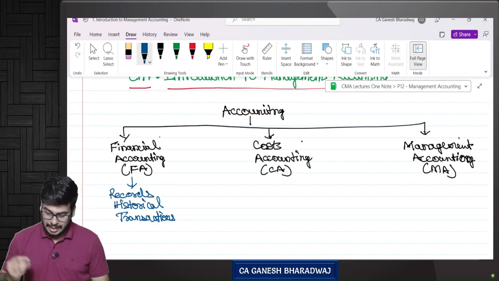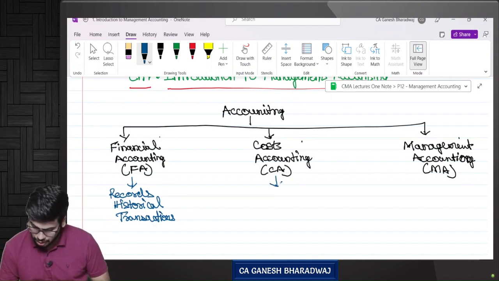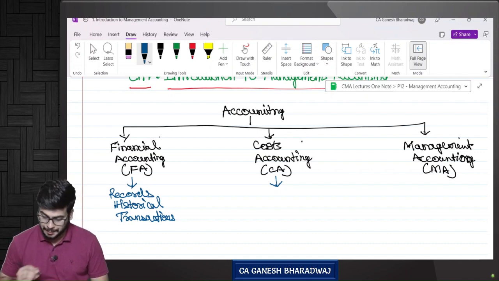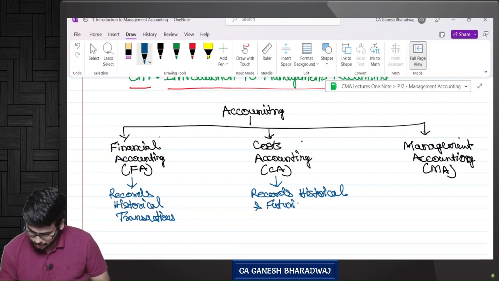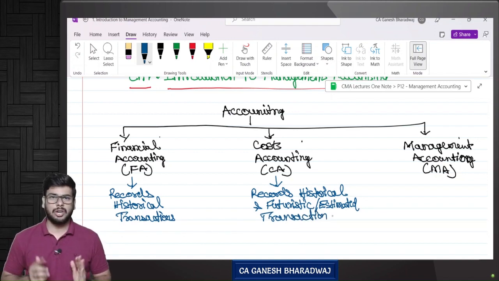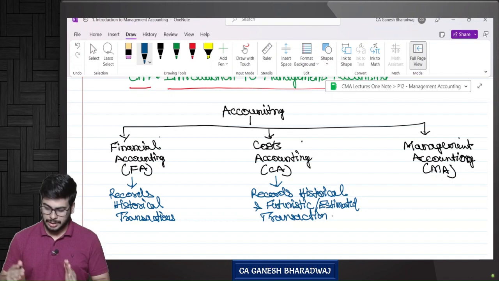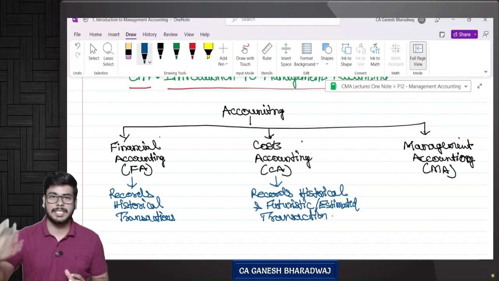Clear? Fine. Whereas here, in case of cost accounting, it records historical as well as futuristic, or I can call it estimated, transactions. I will explain. So financial accounting exclusively records your historical transactions. Cost accounting records both your historical as well as your futuristic estimated transactions.